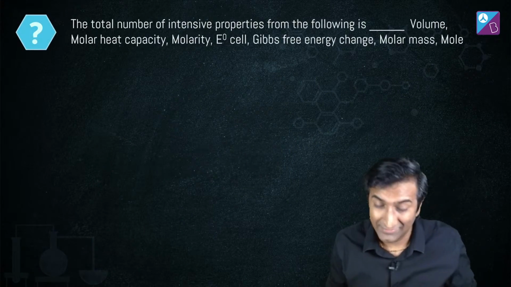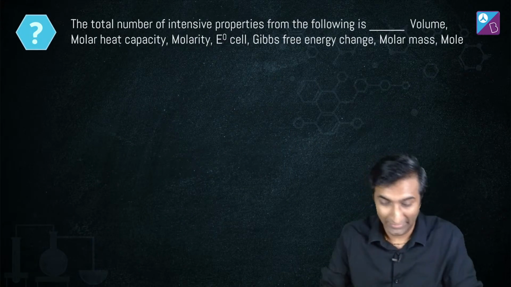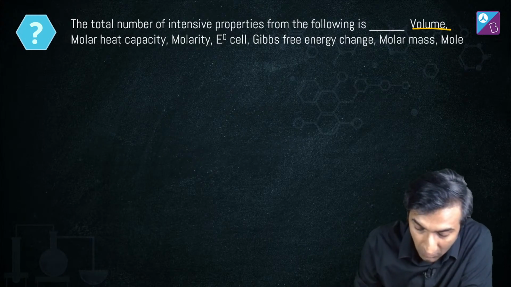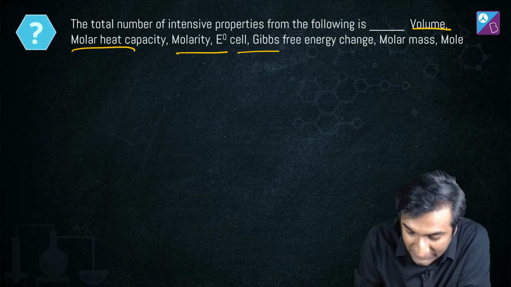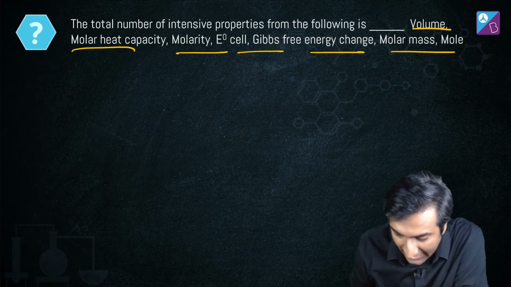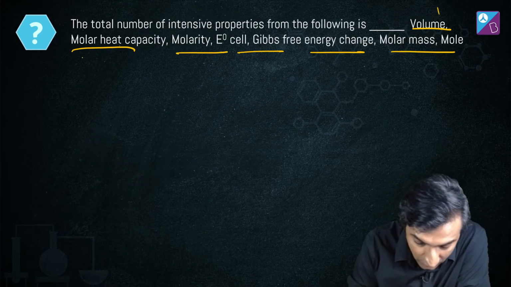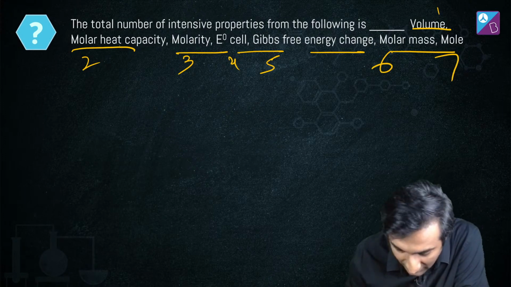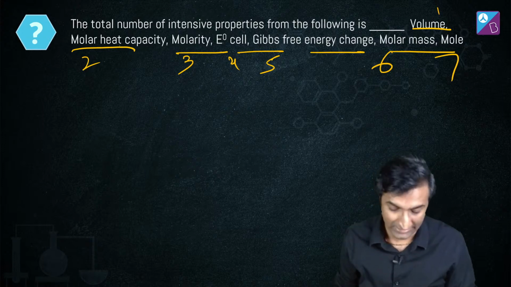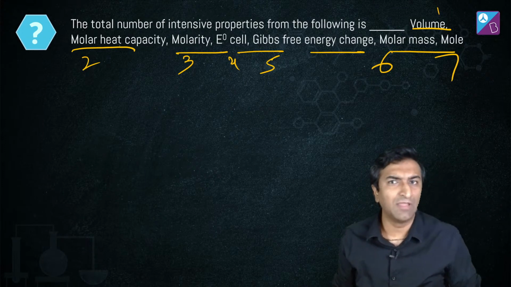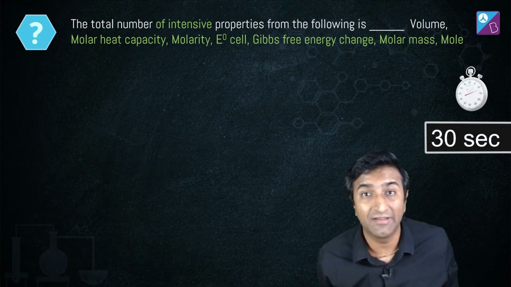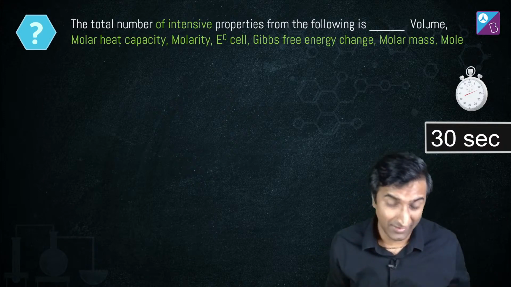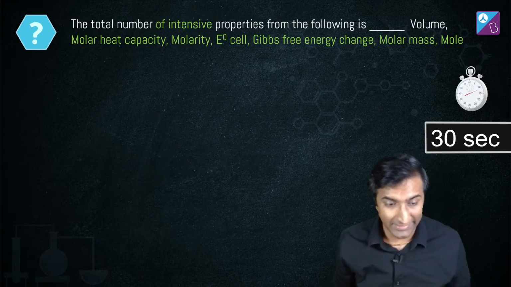All right, let's start with simple questions. The total number of intensive properties, this is from JEE Main 2023. The total number of intensive properties from the following is: volume, molar heat capacity, molarity, E naught cell, gibbs energy, molar mass and mole. 1, 2, 3, 4, 5, 6 and 7. Out of these, this is a numerical entry question, guys. Another thing that's different in JEE Main and JEE Advanced: in JEE Main, your numerical entries have negative marking, and in JEE Advanced they don't. Did you know that?